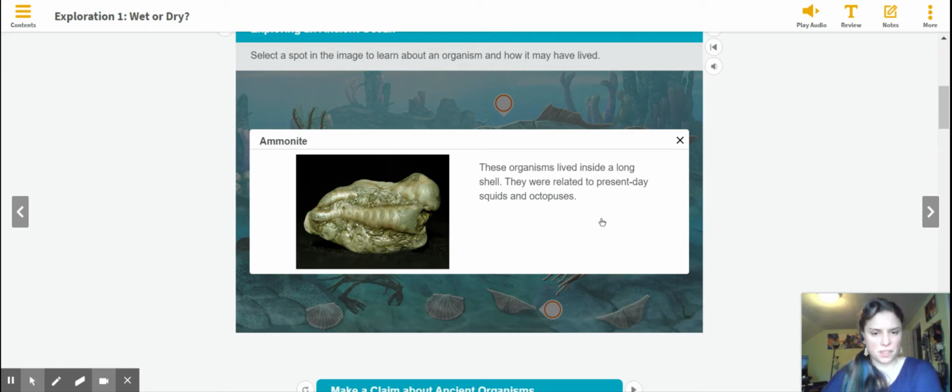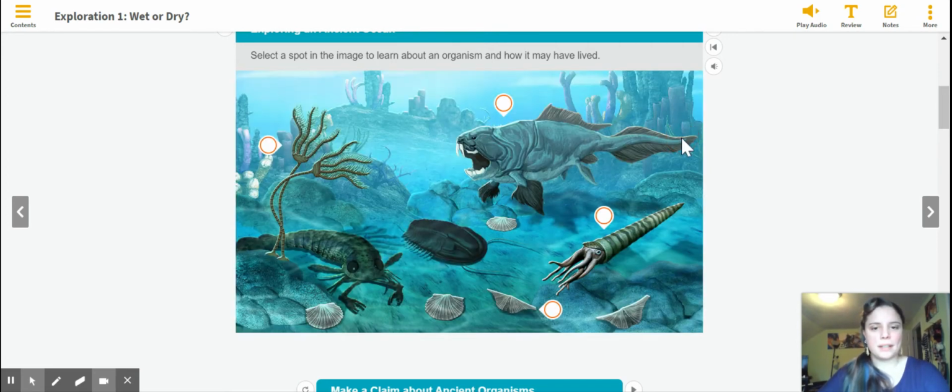Ammonite. These organisms lived inside a long shell. They were related to present-day squids and octopus. Those are pretty cool looking. I like those. I'd like one as a pet.